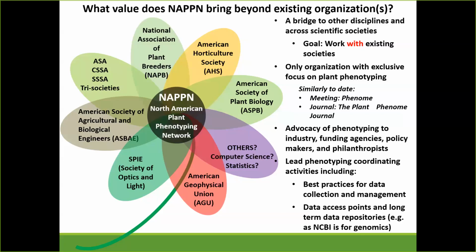But here in North America, we're looking to bridge across groups that are so different, looking at the American Society of Plant Biology, all the way across to the engineers, the tri-societies, NAP, plant breeding, as well as having things like Geophysical Union, computer science, statistics, data science, and really wanting to get representation from all of those disciplines. So we're the only organization here in North America with the exclusive focus on plant phenotyping.